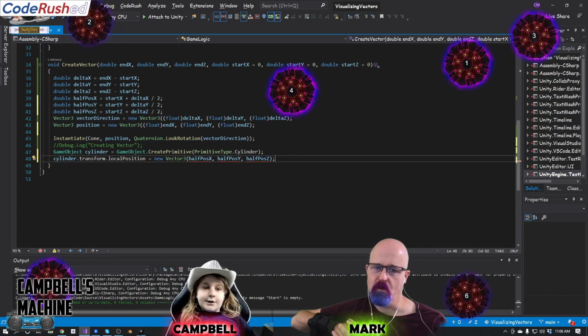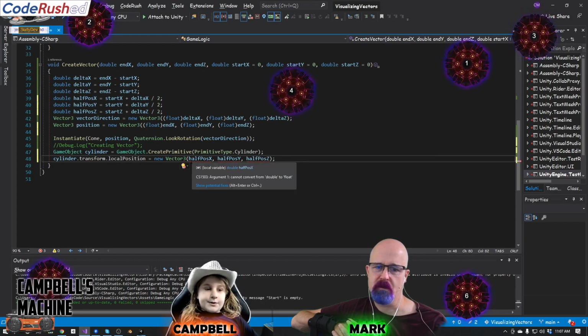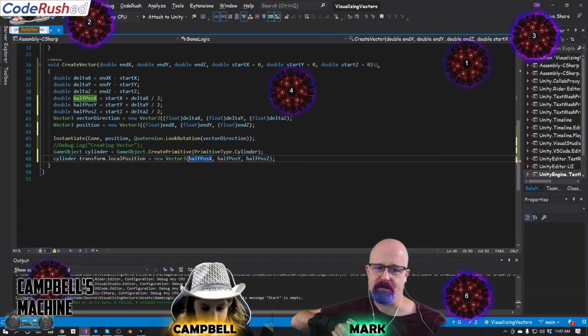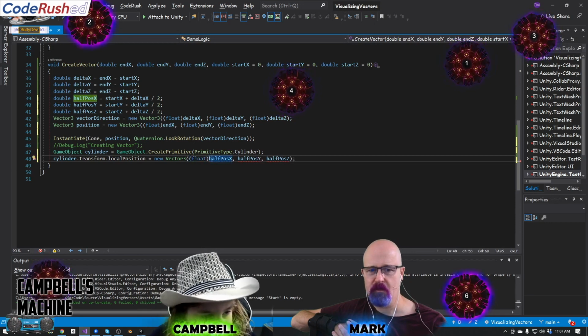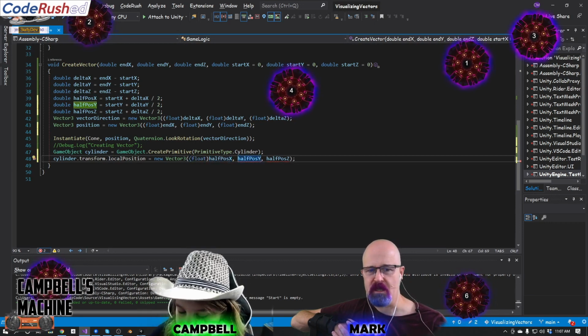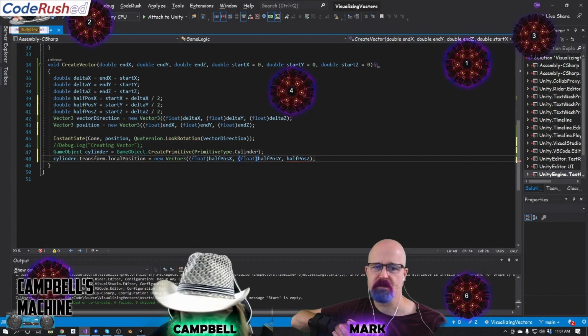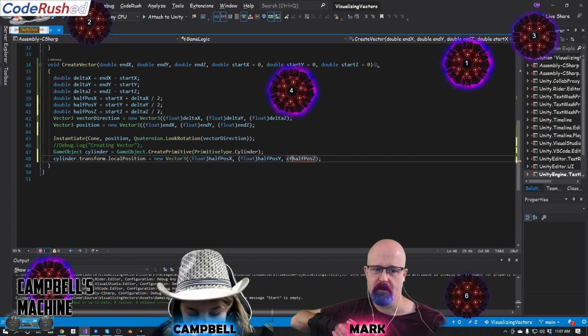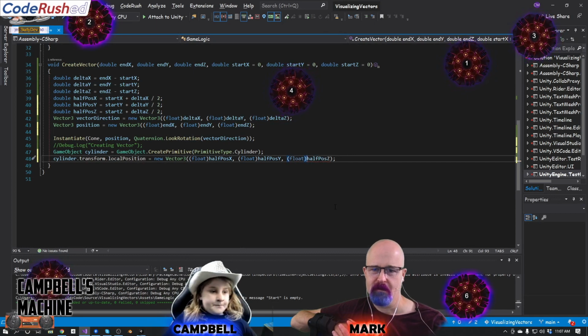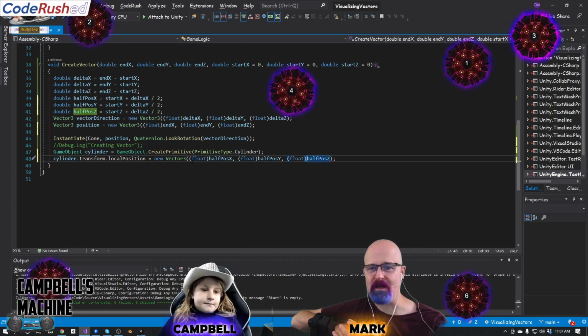Why are these wrong? Oh, these are doubles, so we need to cast them as floats. Good. Exactly. There we go. Control right arrow a couple times. That's the faster way. Look at that. Excellent. That's going to stick a transform right in the position.